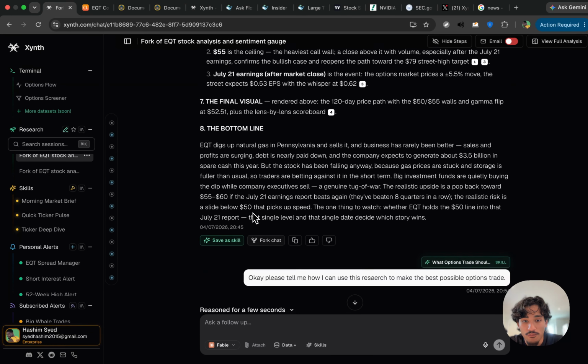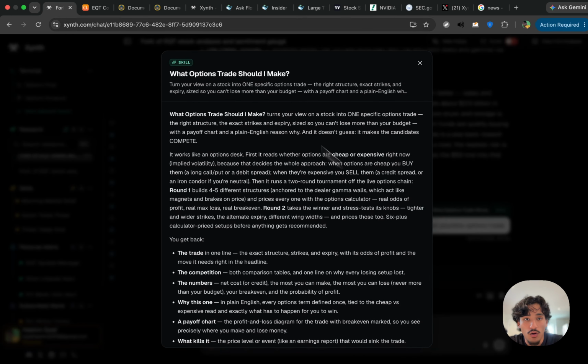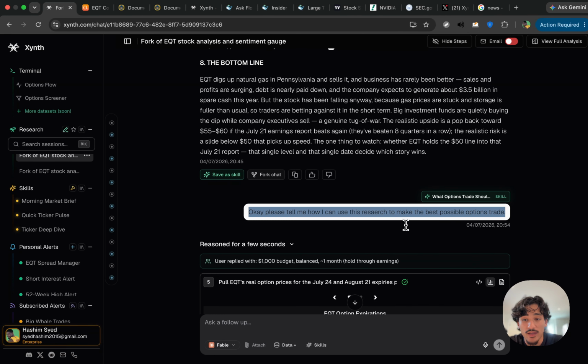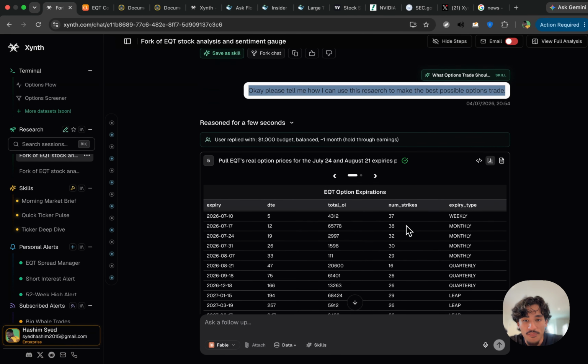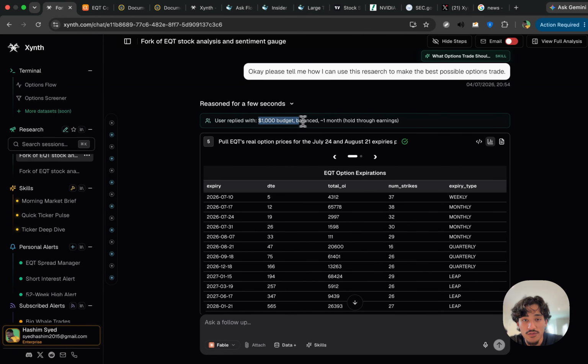So the person then uses the "what options trade should I make" skill and asks Xynth to use this research to make the best possible options trade. And then he sets a budget for $1,000 and a time horizon for 1 month.